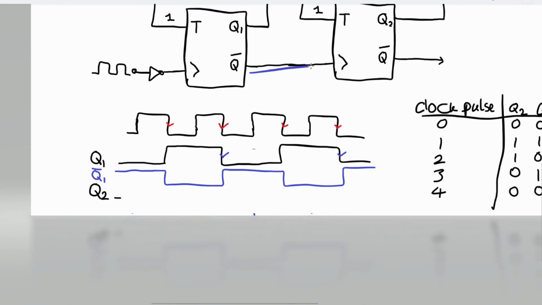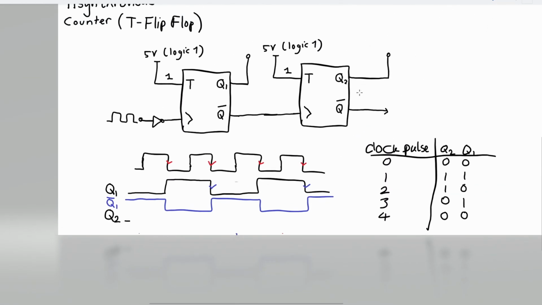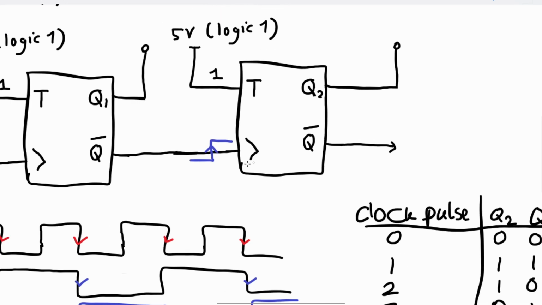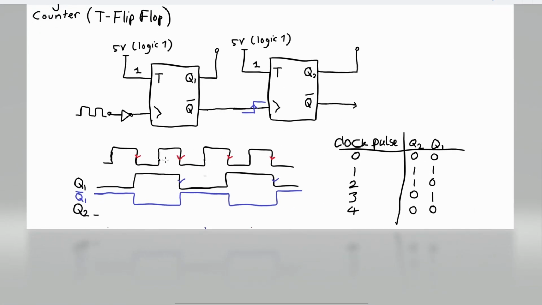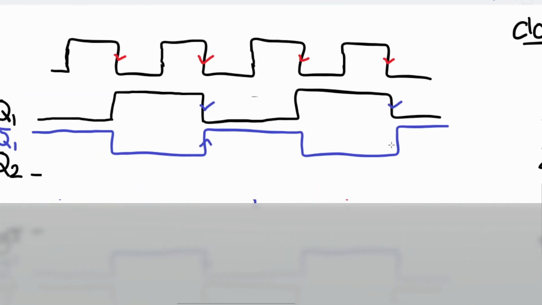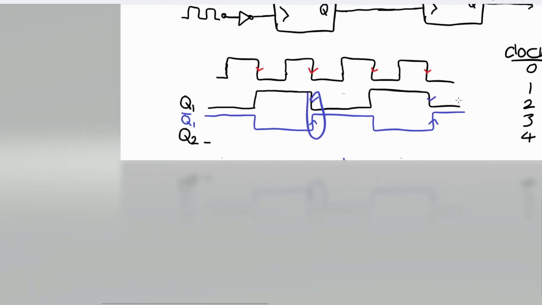And since Q bar 1 is connected to the clock of the second flip-flop, Q2 is going to change on the rising edge of that clock. It's going to toggle, isn't it? So if we marked the rising edges on here, that would be the falling edges on Q1. You can see they're at the same time. So let's mark those on. So now we can draw our timing.